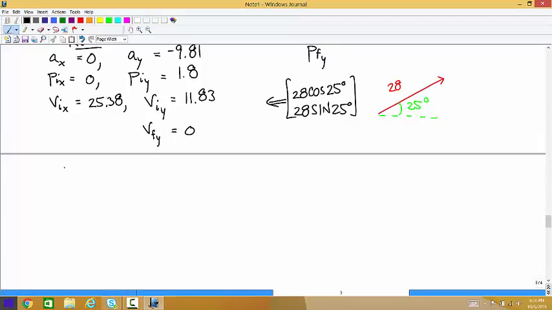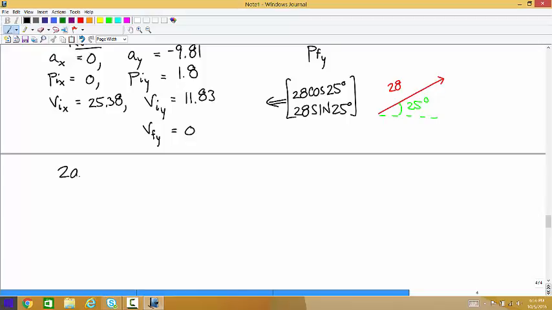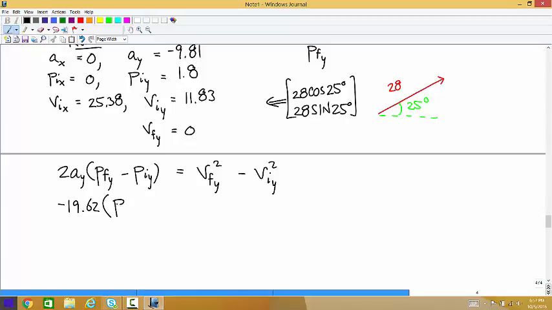Okay, so we can use this equation. I think 2AY times the quantity PFY minus PIY is equal to VFY squared minus VIY squared. So 2 times negative 9.81, that's negative 19.62, times the quantity PFY minus 1.8 is equal to 0 minus 11.83 squared.